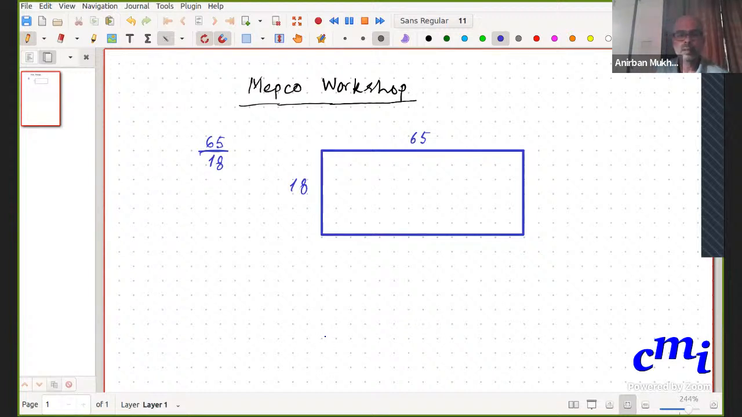Now the problem is to cover this rectangle with squares. So as if you are tiling something. You want to cover this with square tiles. But tiles can vary in size. You don't have to have tiles of the same size. Tiles can vary, and the only restriction is that they all have to be squares. So the obvious choice to start with would be these 18 cross 18 squares.